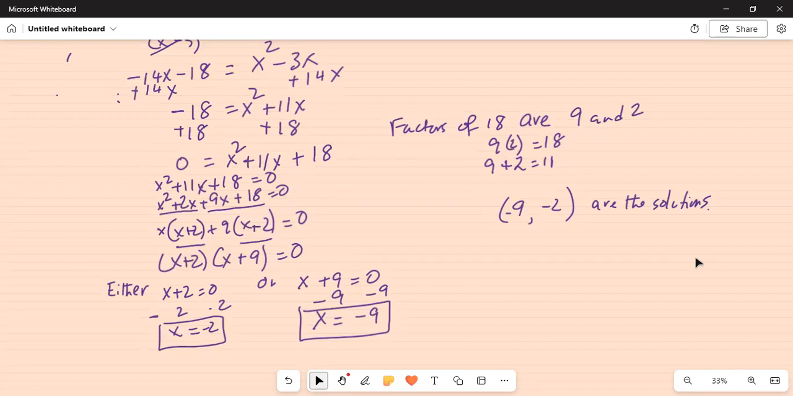I write minus 9 first because it is more negative. It is less than minus 2. So first the smallest solution, then the second largest solution. In this case, minus 2 is larger than minus 9. So the way to write this solution is the lowest term first, minus 9, comma, minus 2.